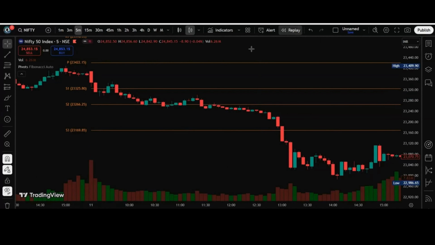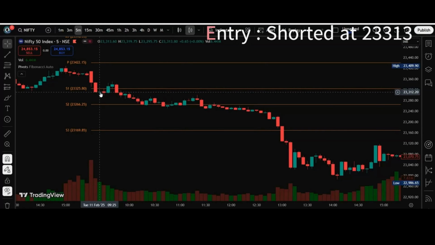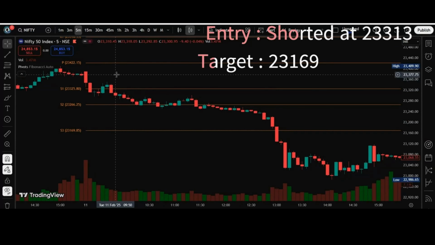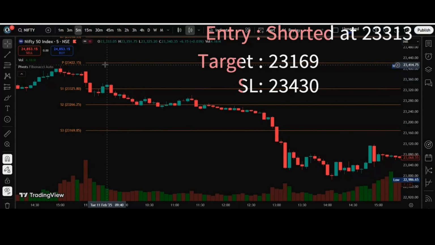So in this case, we will be shorting on this candle at somewhere around 23,313. Target should be at least two pivots. The stop loss should ideally be the first candle high, or to be on the safe side, I will have one pivot above as a stop loss.